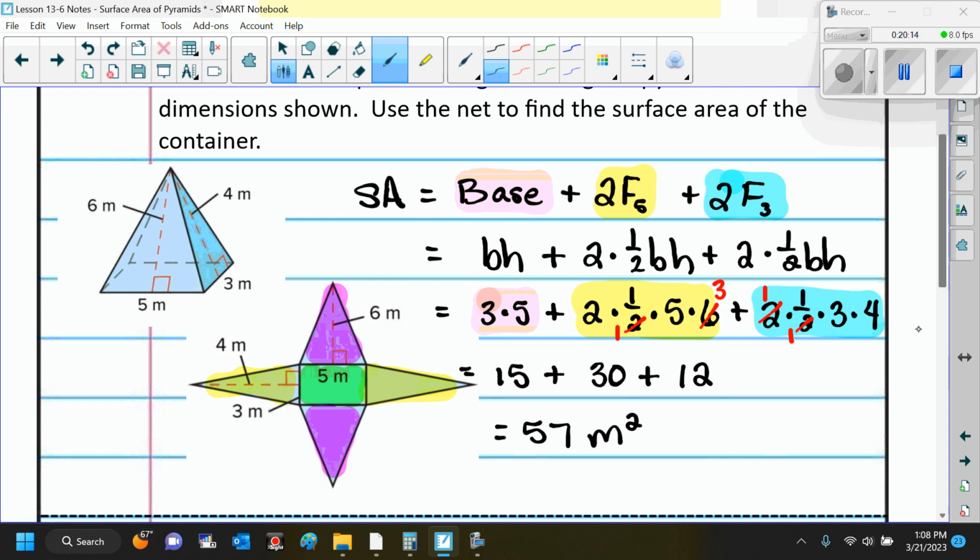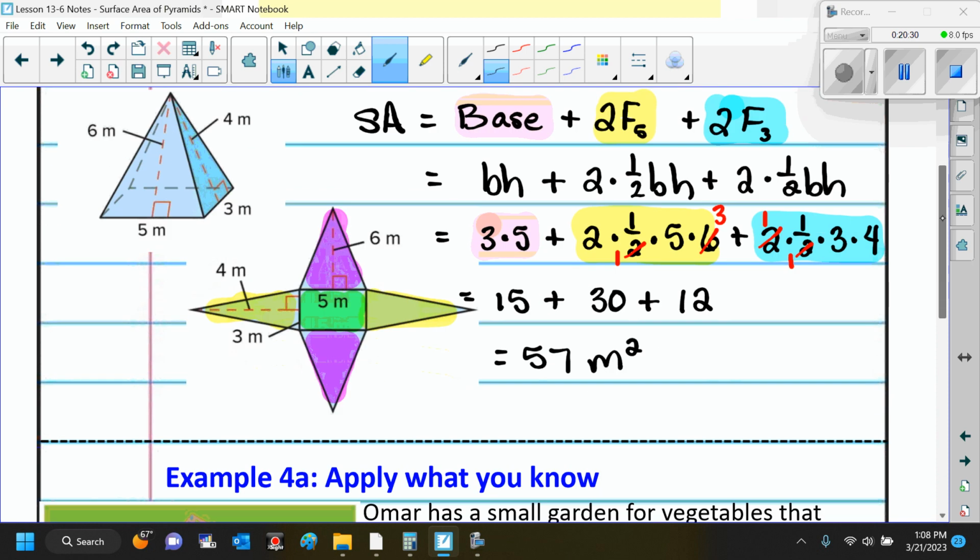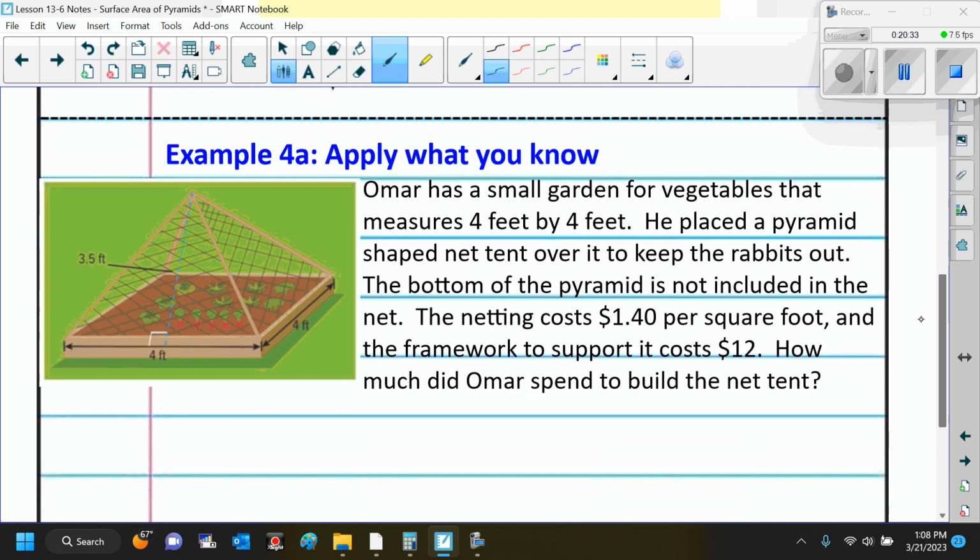Okay? So it helps, again, it helps to write what you're going to add together and then substitute with your formula and then substitute with the actual numbers. Okay? So I would like for you to do example 4A.